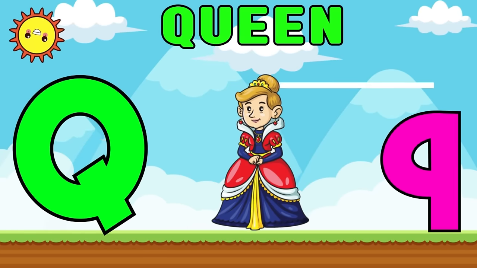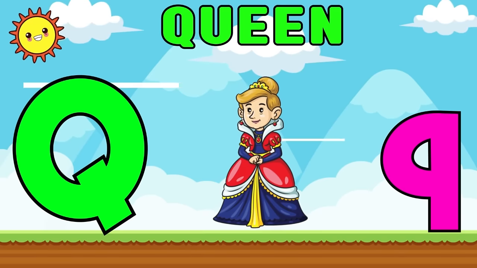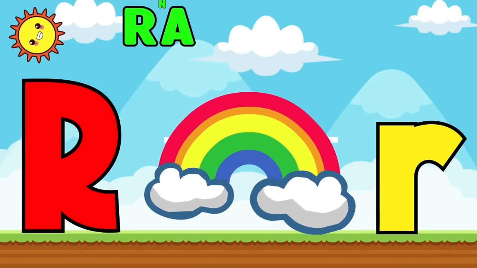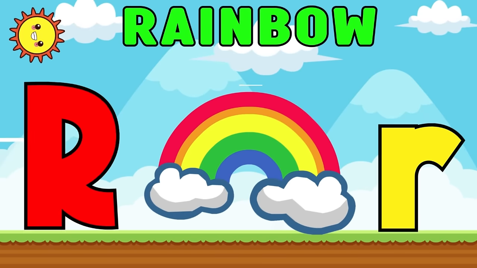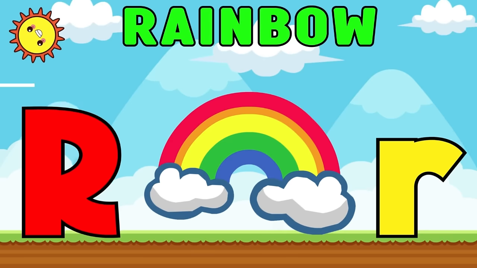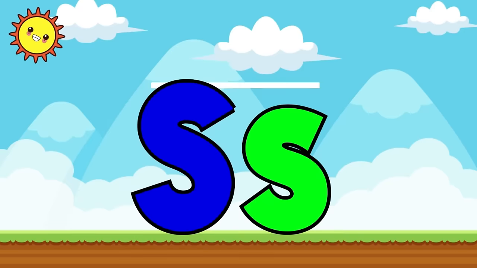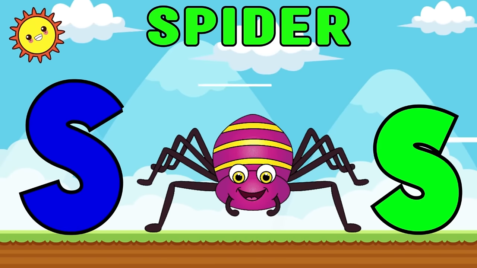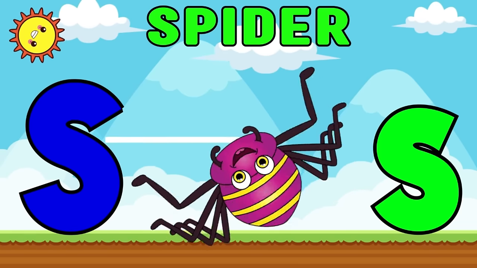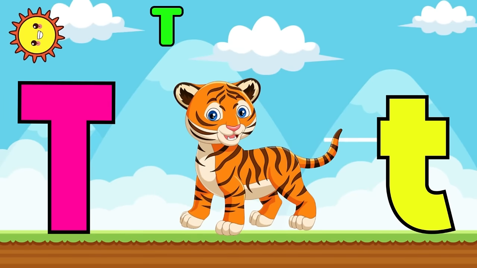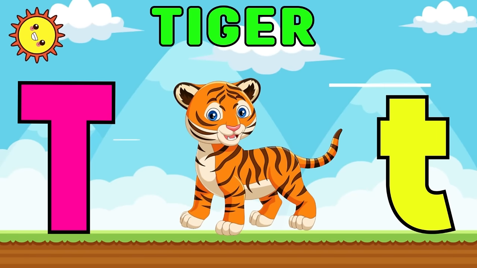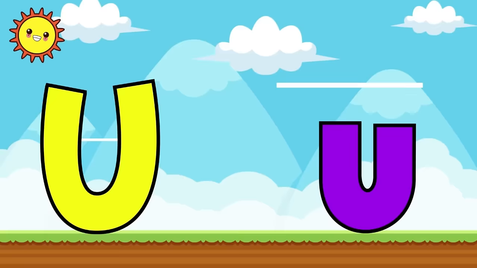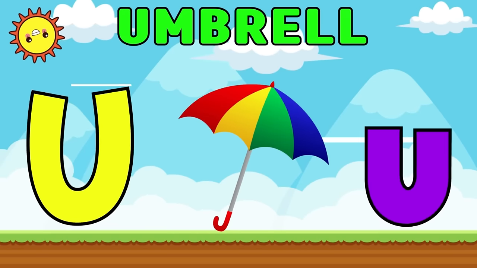Q, q, queen. R is for rainbow. R, r, rainbow. S is for spider. S, s, spider. T is for tiger. T, t, tiger. U is for umbrella.